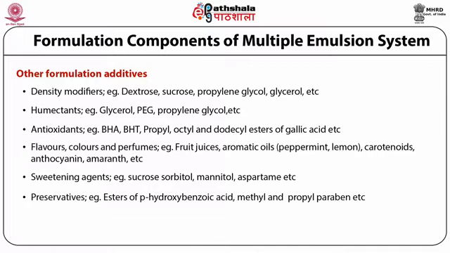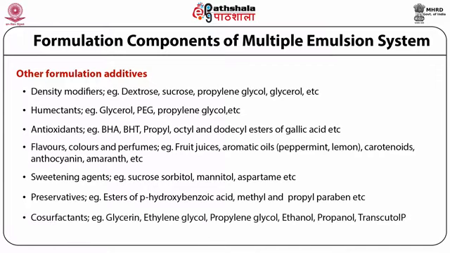Another additive is co-surfactant. Sometimes a co-surfactant can also be added to multiple emulsion formulation in order to provide additional stability and in order to increase the flexibility of the dispersed phase. Some commonly used co-surfactants are ethylene glycol, propylene glycol, ethanol, propanol, and Transcutol P.